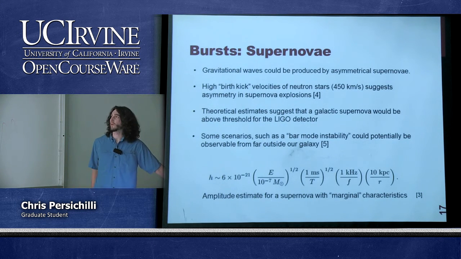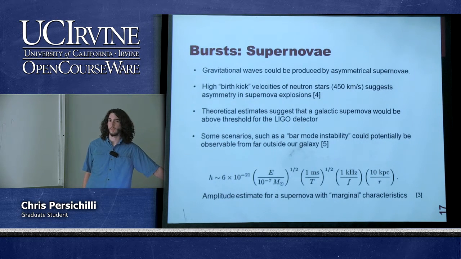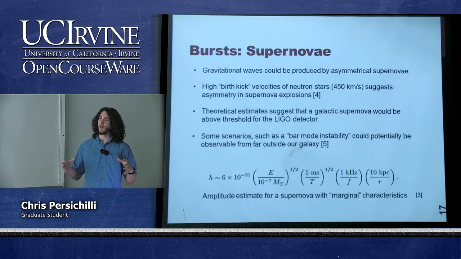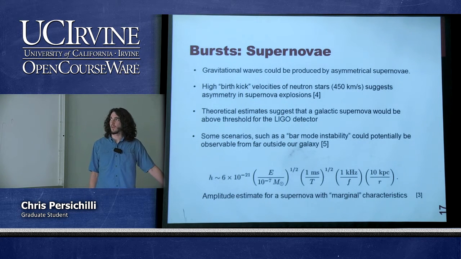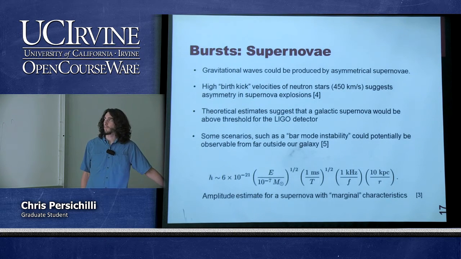So one candidate would be non-uniform supernova collapse. Again, remember, there's no such thing as monopole radiation, so a symmetrical supernova isn't going to give you anything as far as gravitational waves. Although there is some evidence that we should expect an asymmetry in supernova collapses, just from the fact that neutron stars, which we believe to be generated by supernova events, tend to have very high relative velocities compared to their nearby stars, which suggests that there's an asymmetry there.